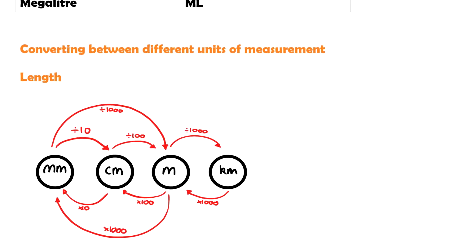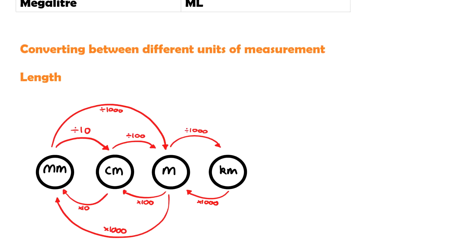So for example, if I'm going from millimeters here, and I want to go to centimeters. So let's say I'm here and I want to go to centimeters. All I need to do is divide by 10. Again, in another way, let's say I'm given kilometers, but I want to go to centimeters. I need to times by 1,000 first, and then times by another 100.